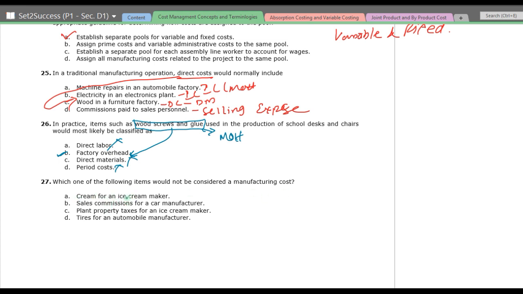Which one of the following items would not be considered as manufacturing cost? Cream for an ice cream maker is a direct material. Sales commission for a car manufacturer is selling expense. Plant property taxes for an ice cream maker, this is manufacturing overhead, which is FOH. Tires for an automobile manufacturer is direct material.